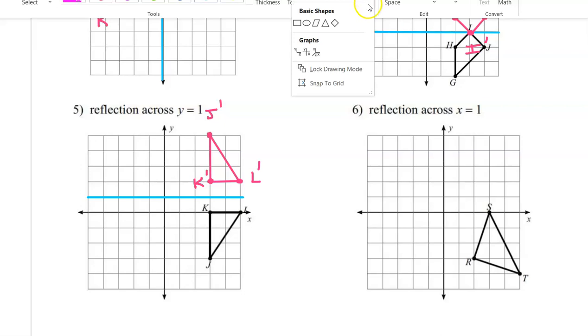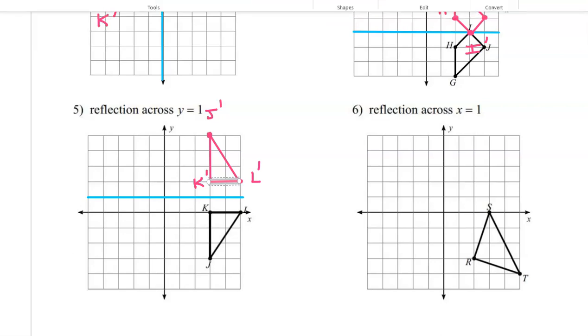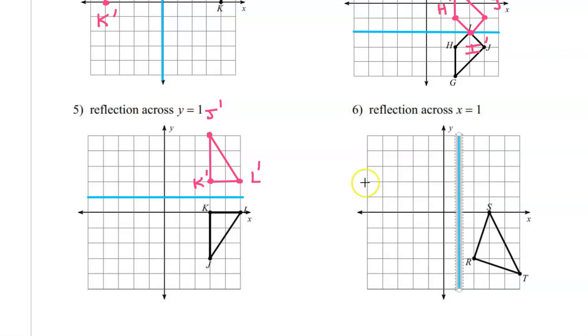All right, I seem to have lost my lock of drawing mode, so let's try that again. Okay, so vertical line at 1, you say. Here you go. So here's the line x equals 1.